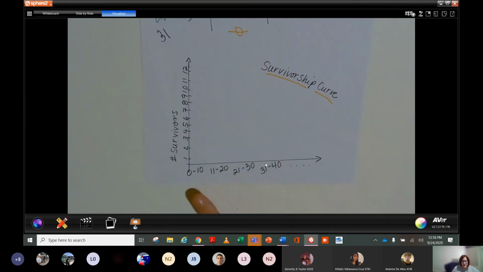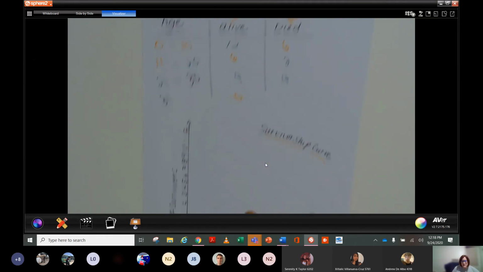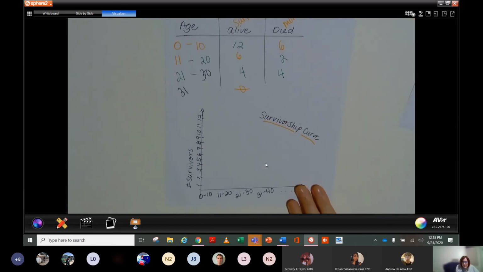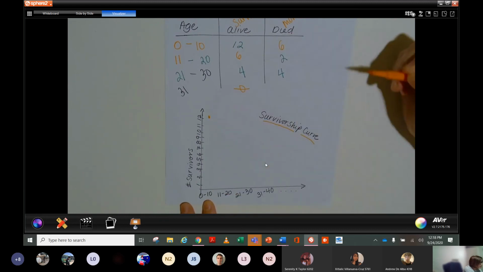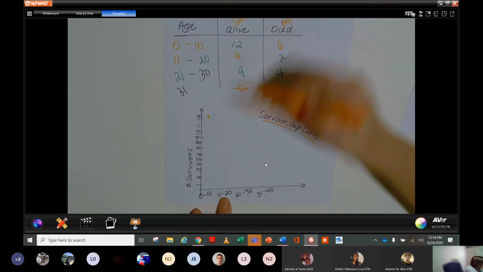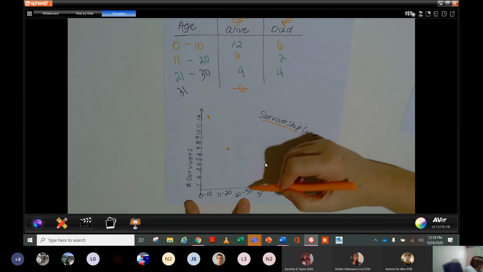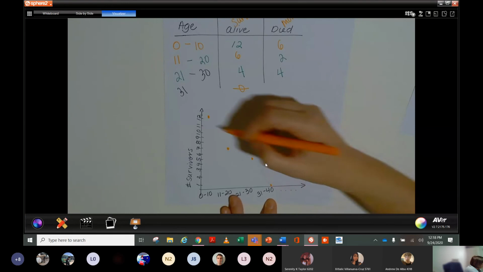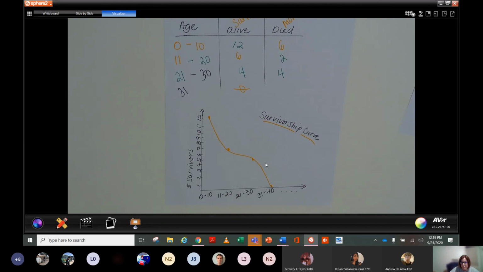I put the age groups here, and my biggest number is 12, so I need this to go to 12. So 0 to 10, there were 12 people alive. 11 to 20, 11. 21 to 30, there were 4. And then 31, there were 0. That is a survivorship curve: the age versus who survived.